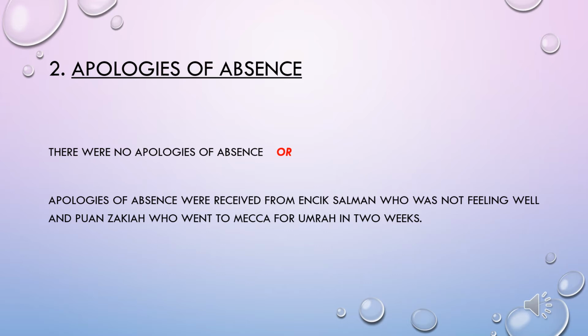The next item, item number 2, is apologies of absence. This is compulsory, whether all of the meeting members attend or not. If all the members attend the meeting, you might write, there were no apologies of absence. Or if there are absentees on that day, you might write, apologies of absence were received from so-and-so, and then you have to describe the reason why this person is not able to attend the meeting.